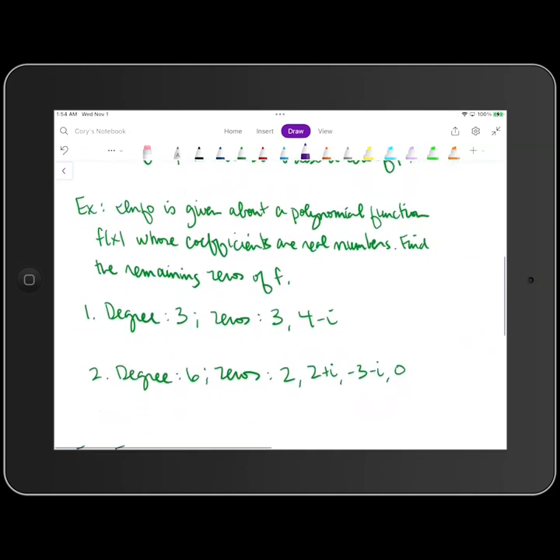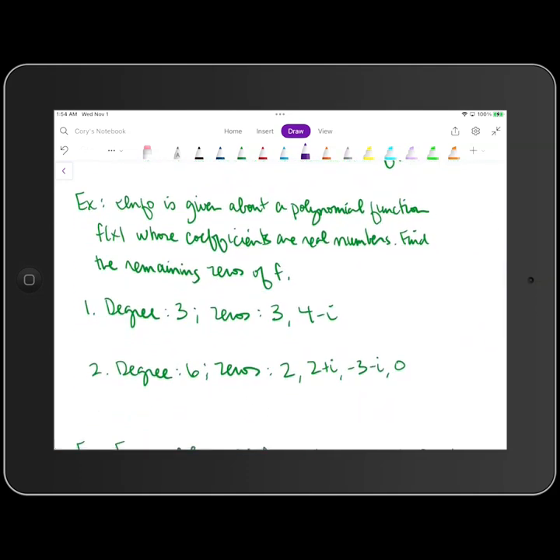Okay, let's do a couple of quick examples with this and then we'll get into some more complicated examples. All right, so directions here say that info is given about a polynomial function f of x whose coefficients are real numbers. And then we are asked to find the remaining zeros of f.